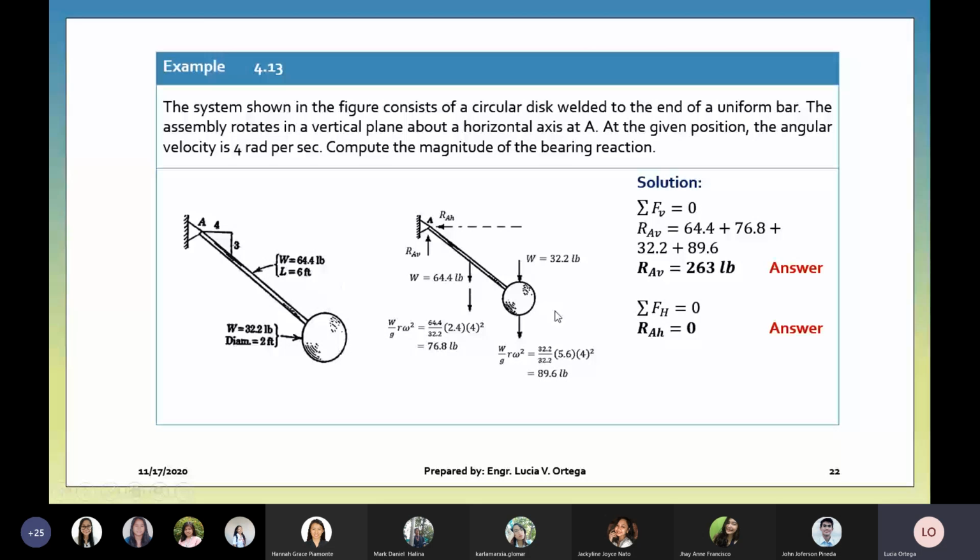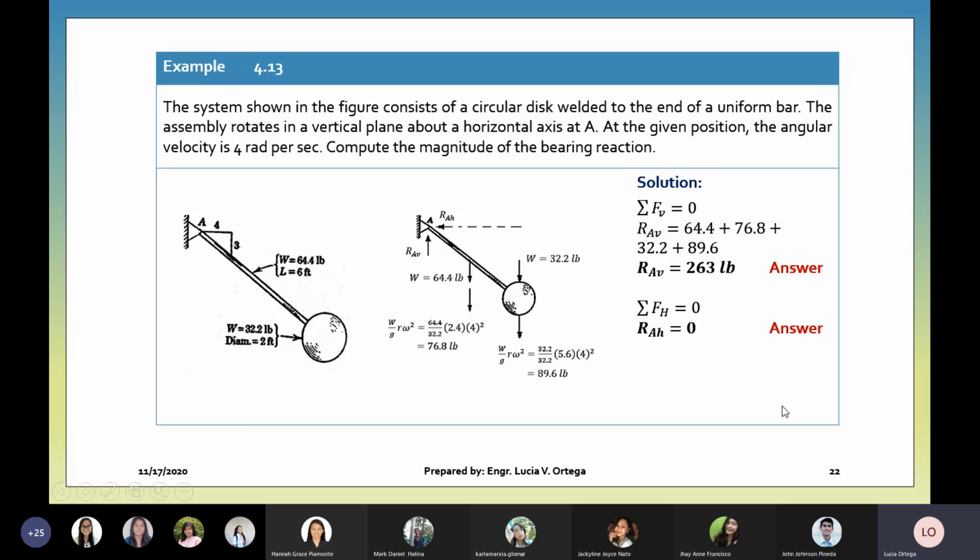So you know already the forces are all vertical. So this would be the vertical reaction at the hinge. Summation of forces vertical equals to 0. So add all the forces, the weight and the two inertia forces, and that is the vertical reaction at the hinge. For the horizontal, since there is no horizontal force, RA horizontal is equal to 0.